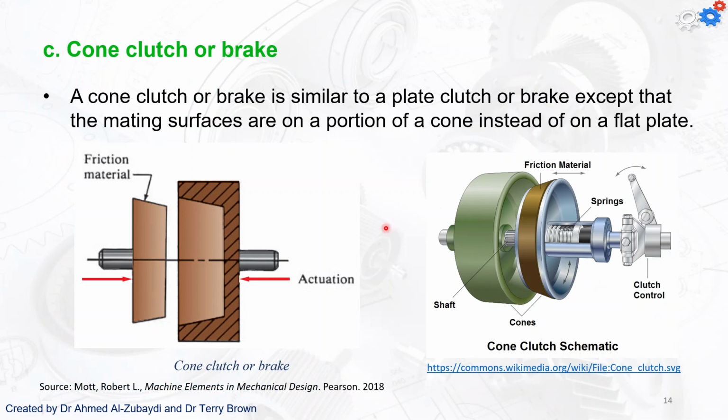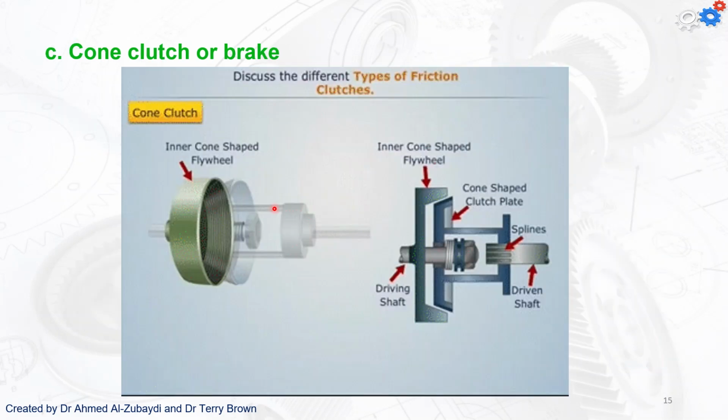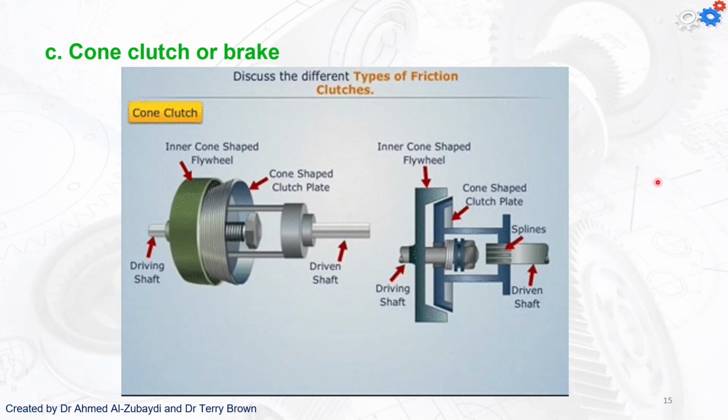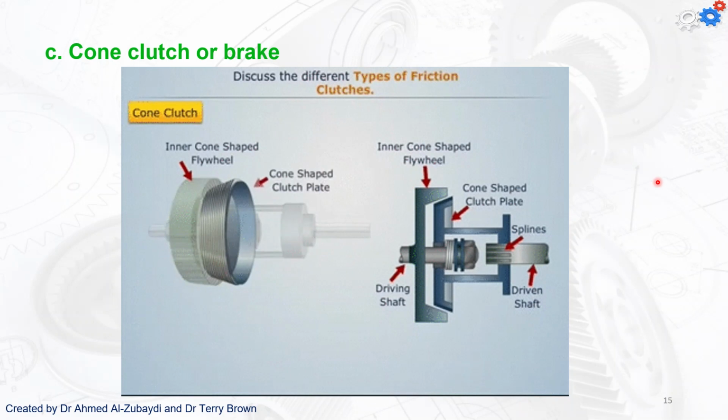Cone clutch, so just in the form of a cone, force the two parts together to enable the rotation to be transmitted from one shaft to the next, or to stop a shaft from rotating through friction being generated on those conical surfaces. Bit of a GIF showing you that happening. It's not all that enlightening, I guess. You can replay this bit of the video if you really want to.